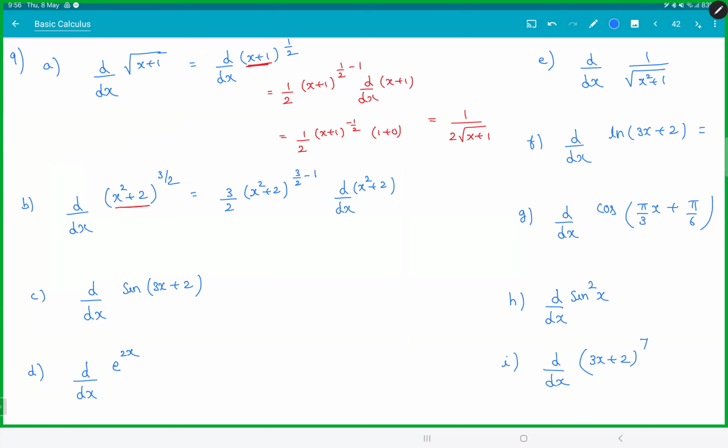Is that making sense, everyone? Whatever is inside, that is looking like something to the power of n. So differentiate that again. And then how much is this? So this will be 3 by 2 (x square plus 2) whole power half. The differential of x square is 2x and the differential of 2 is 0. 2 will cancel. We'll have 3x root over x square plus 2.